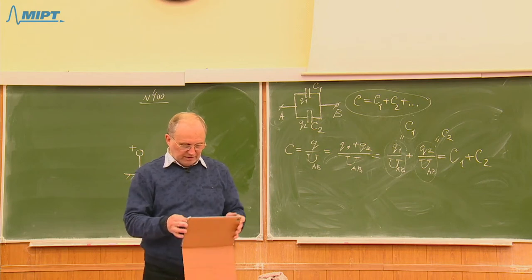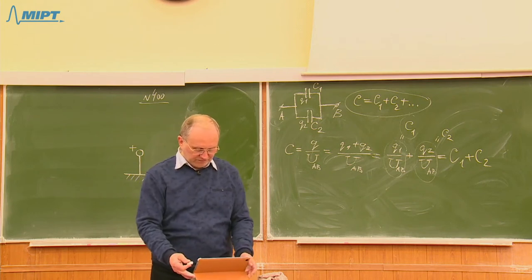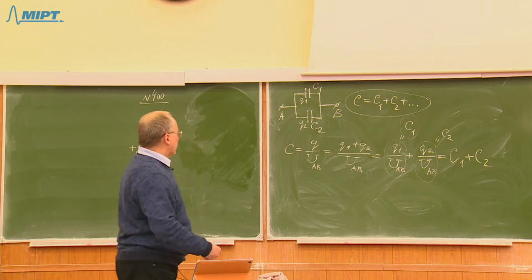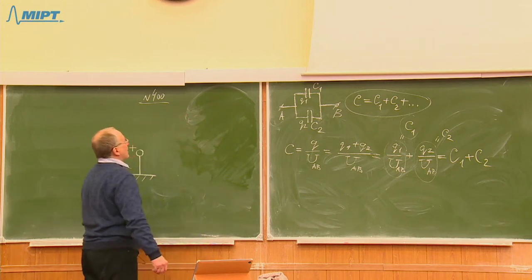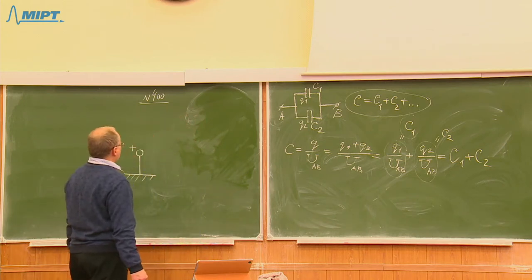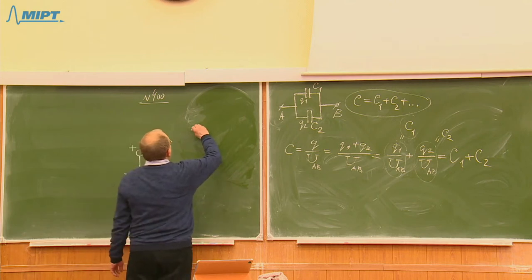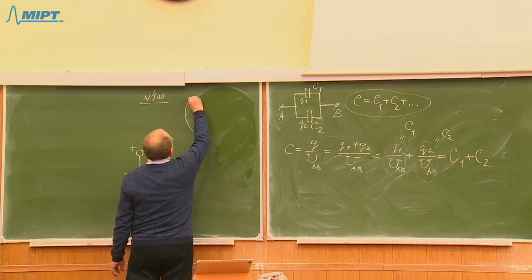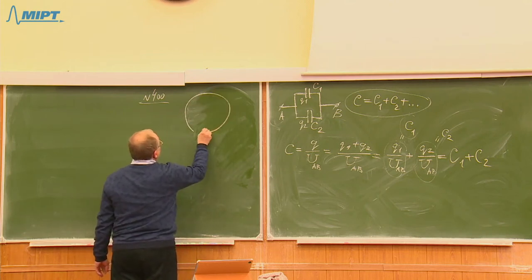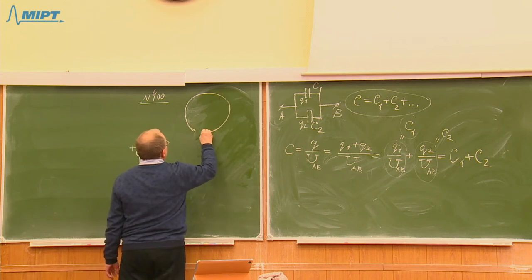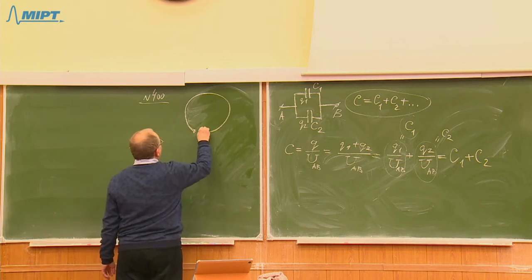using a so-called van der Graaff generator. And the idea of the van der Graaff generator is as follows. We take a hollow sphere made of conducting material with a small hole in it.